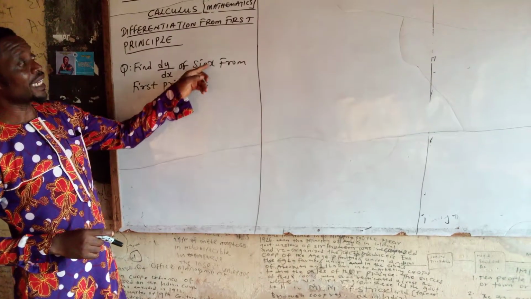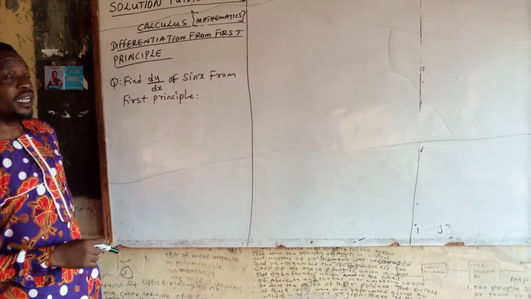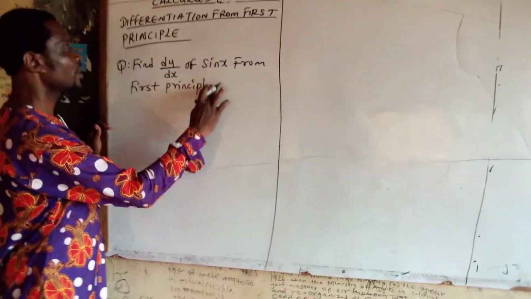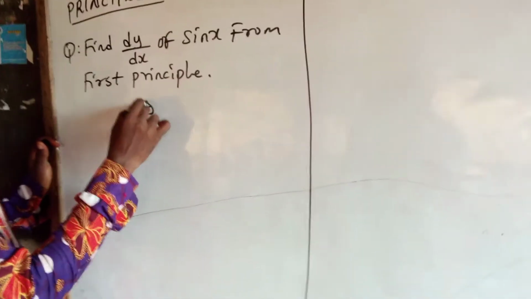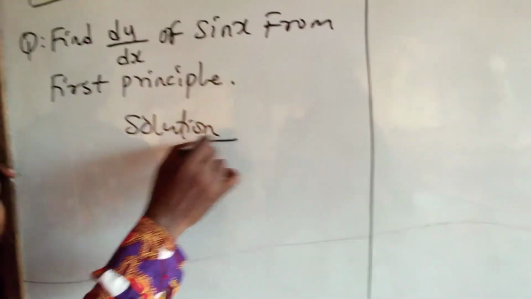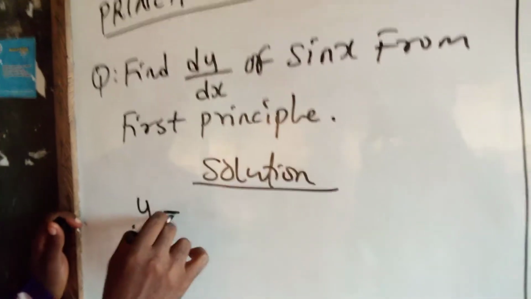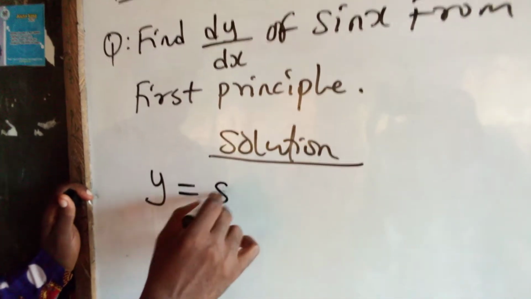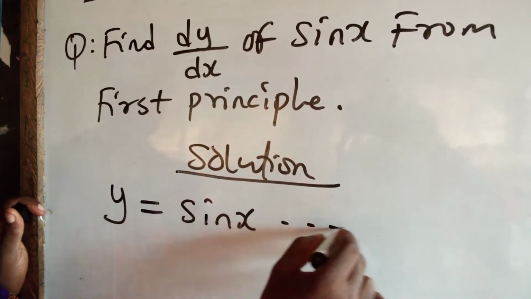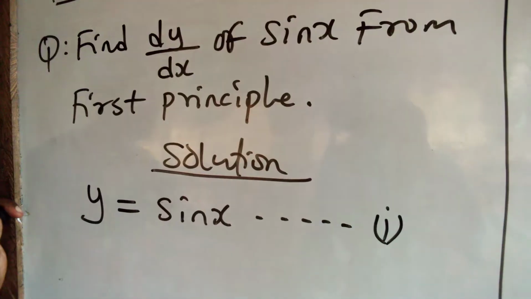Find the derivative of the inverse of sine s from first principle. So you write the solution. What you do is let y be equal to sine s. So you call it equation 1.